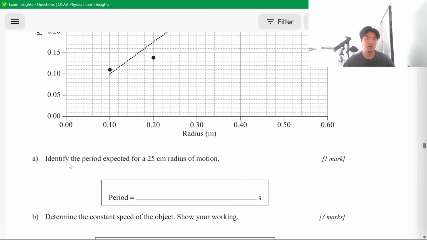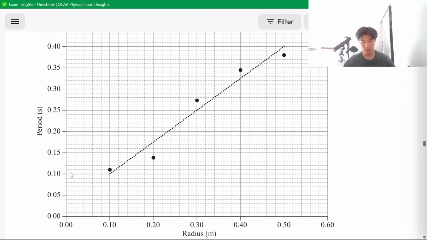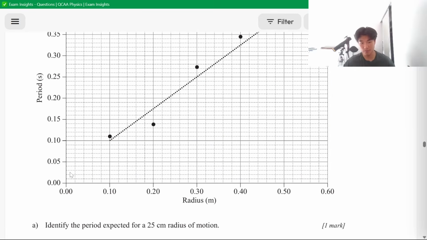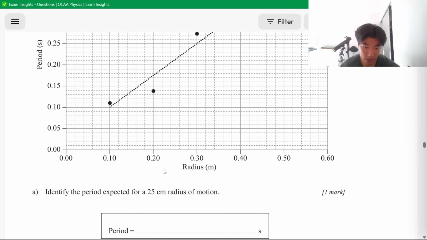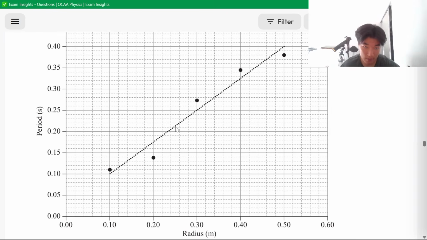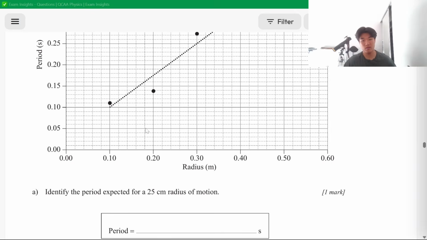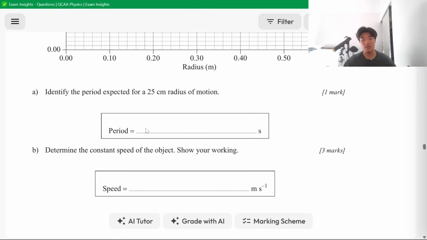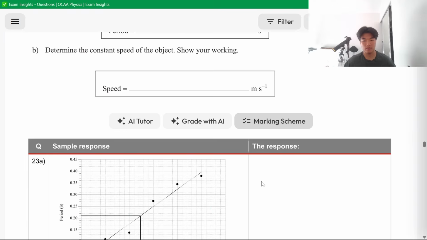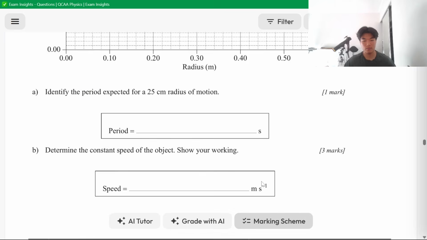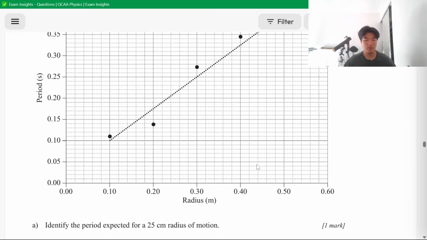Okay. So identify the period expected for a 25 centimeter radius of motion. So we can just use our graph. 25 centimeter radius. It's going to be around here. So approximately what? 0.21. Yeah, something like that. So 0.21 seconds. Okay. Determine the constant speed.